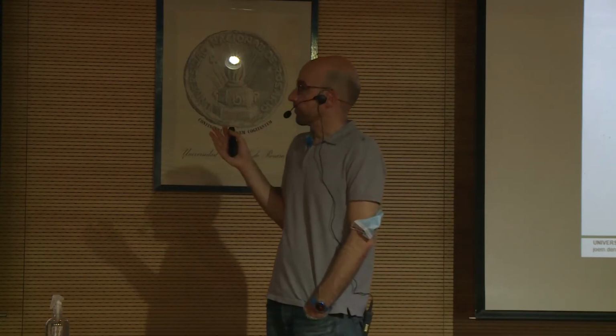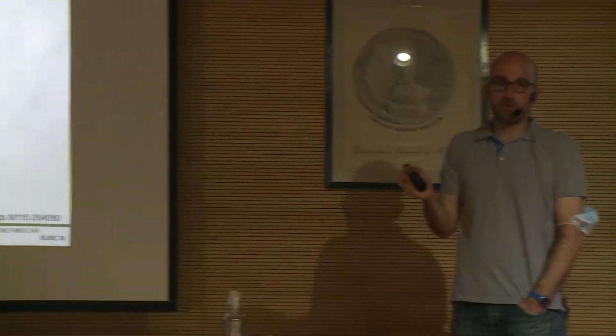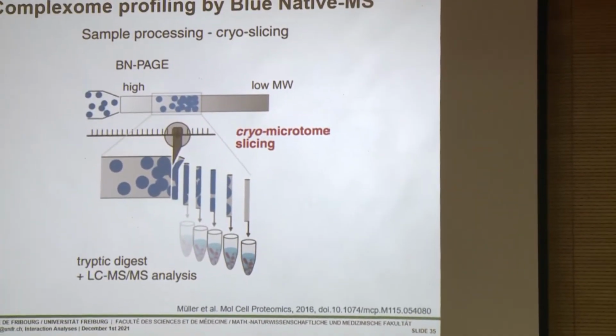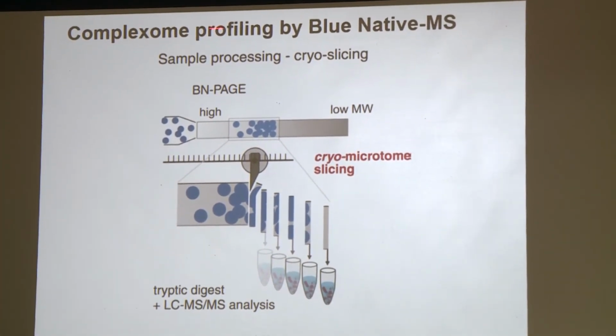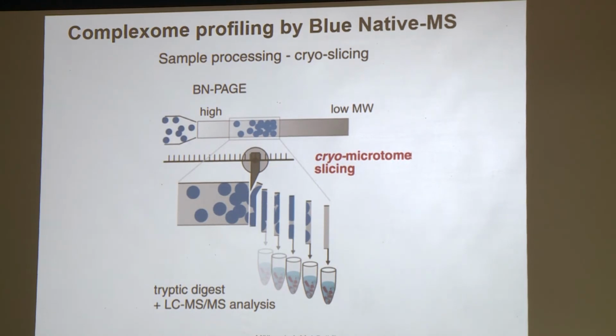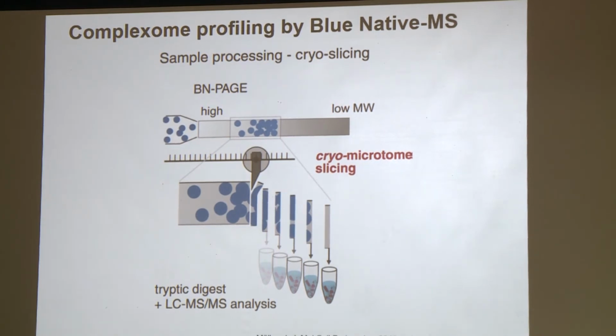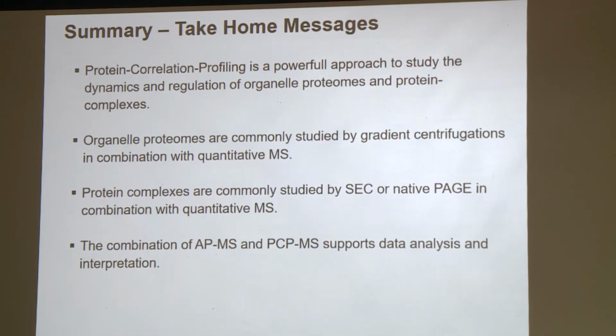As a last message, you can do exactly the same, not by size exclusion chromatography, but by blue native PAGE, right? So you would run your blue native PAGE, and this is called complexome profiling. You run your blue native PAGE, and then you cut it in slices, and you measure the proteome or the proteomic composition in these different slices, and then you get exactly this as a size exclusion chromatogram. You can get basically a chromatogram over your blue native PAGE separation of your different complexes. So this is it. I tried to be fast.